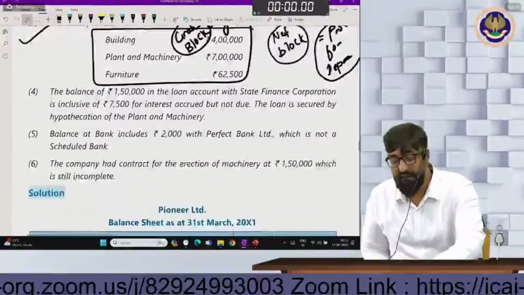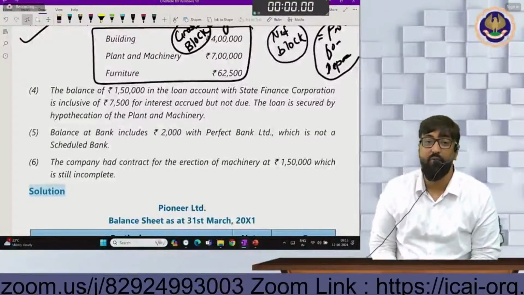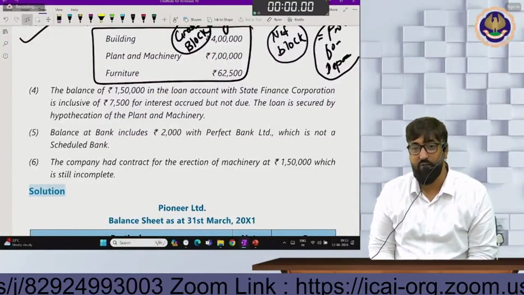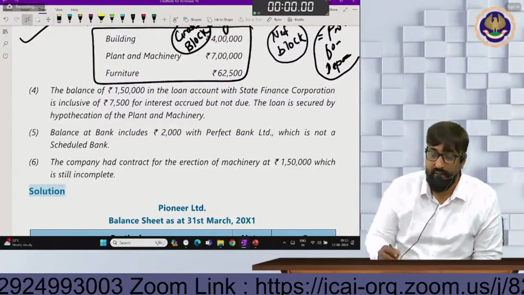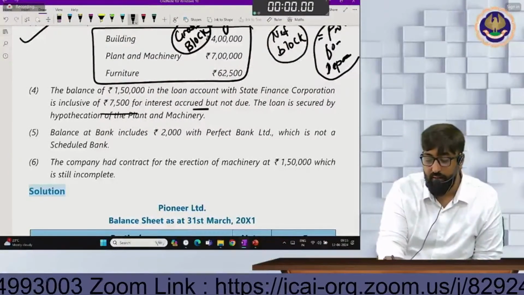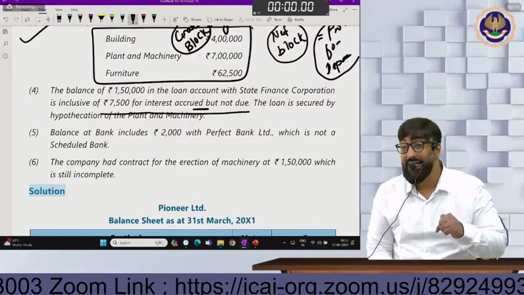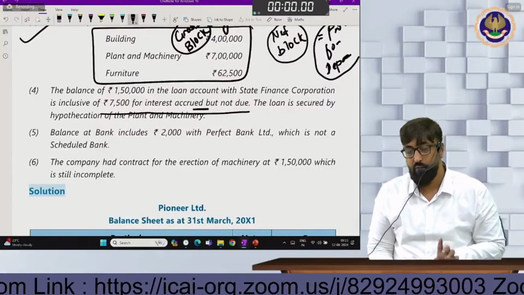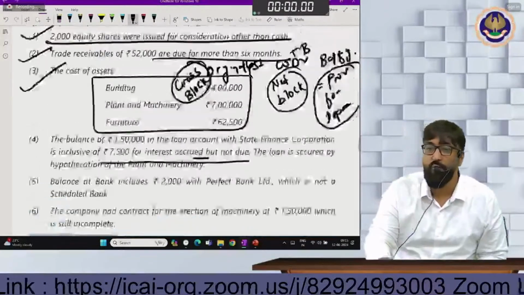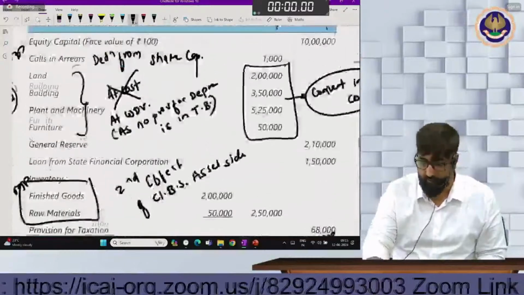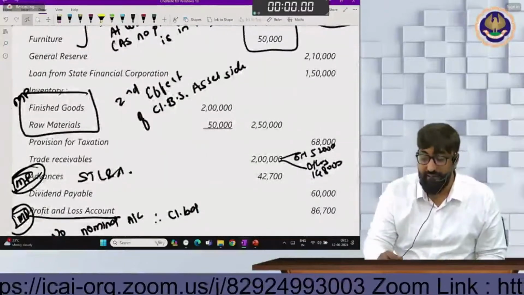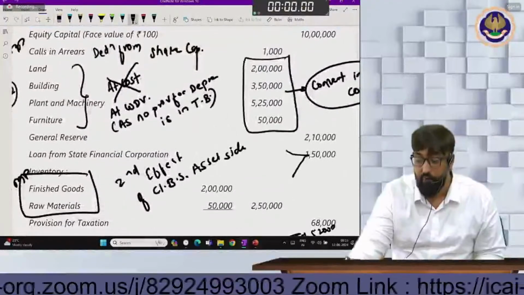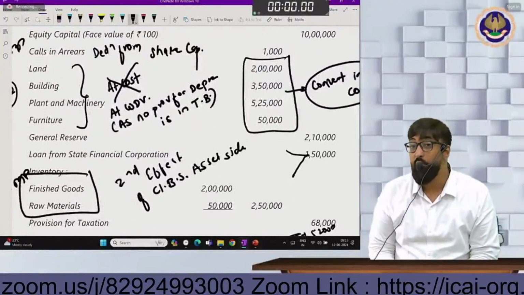The balance of 1,50,000 in the loan account with SFC, State Finance Corporation, is inclusive of 7,500 for interest accrued but not due. So now 1,50,000, we won't show it in long-term borrowings. Remember, because it includes interest accrued but not due. And where to record this?